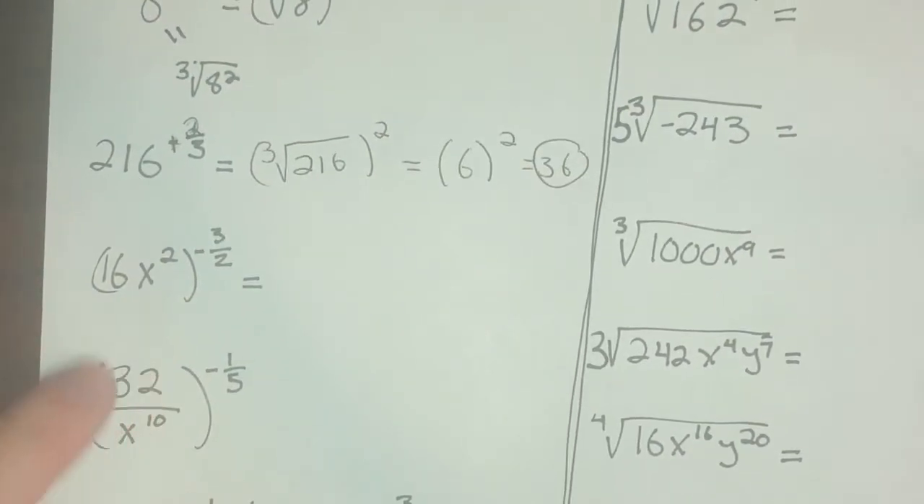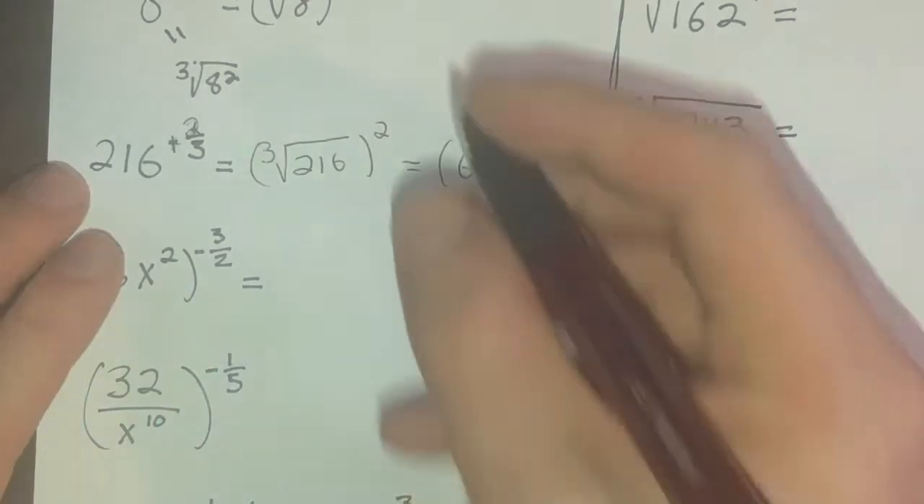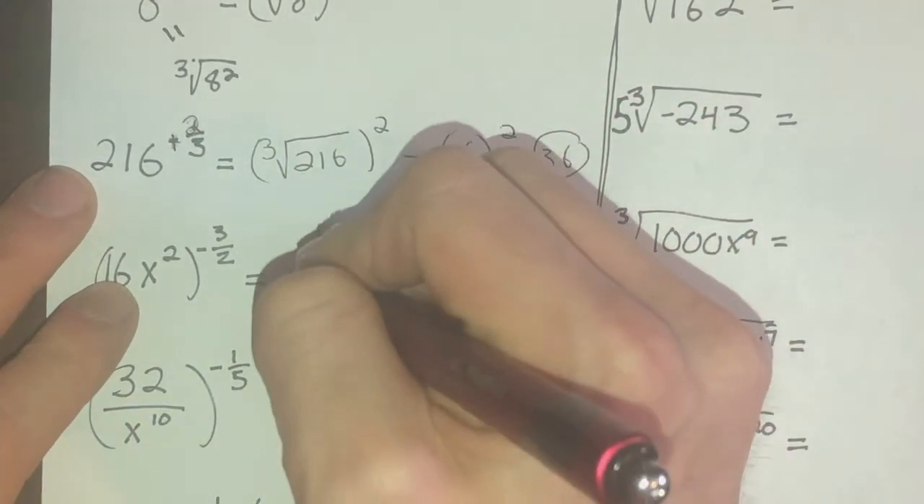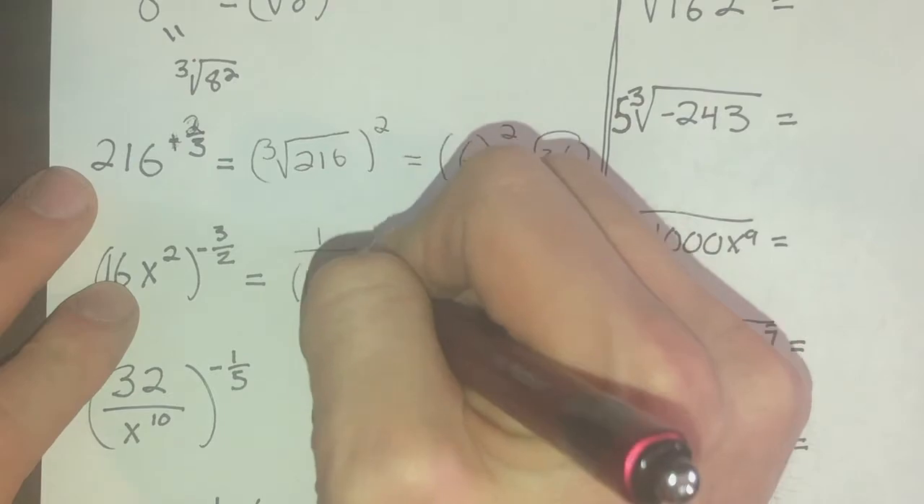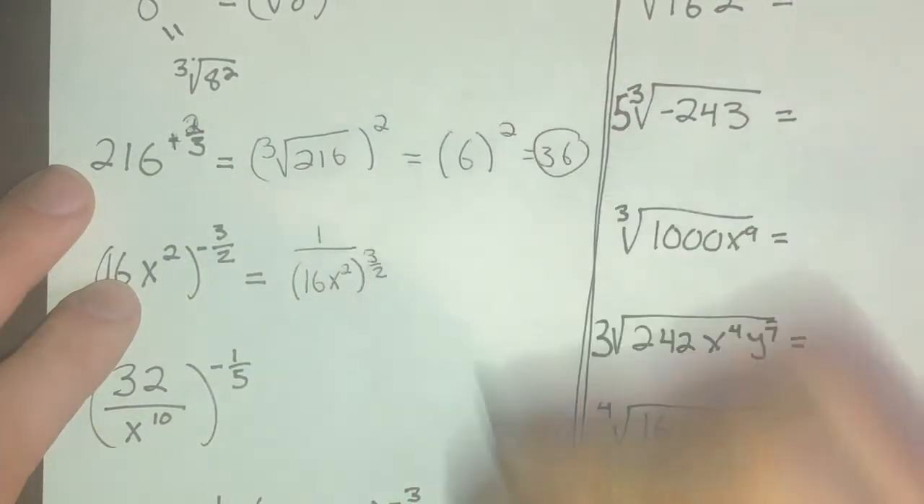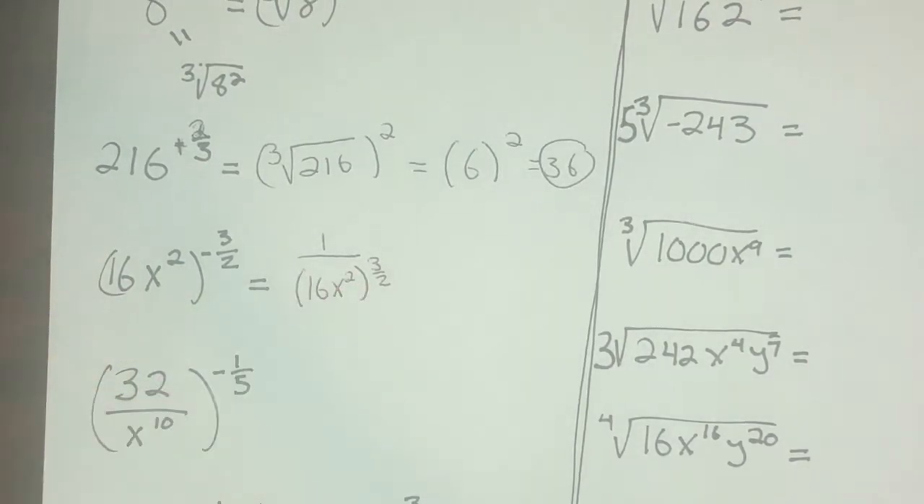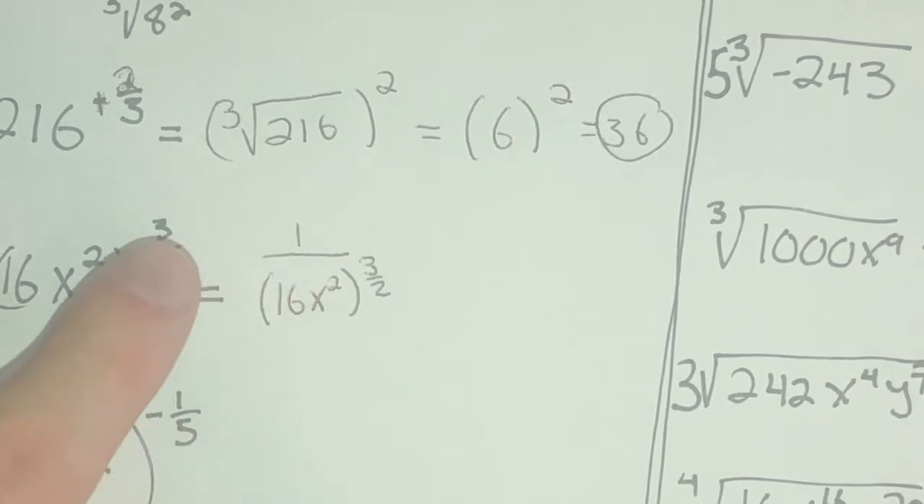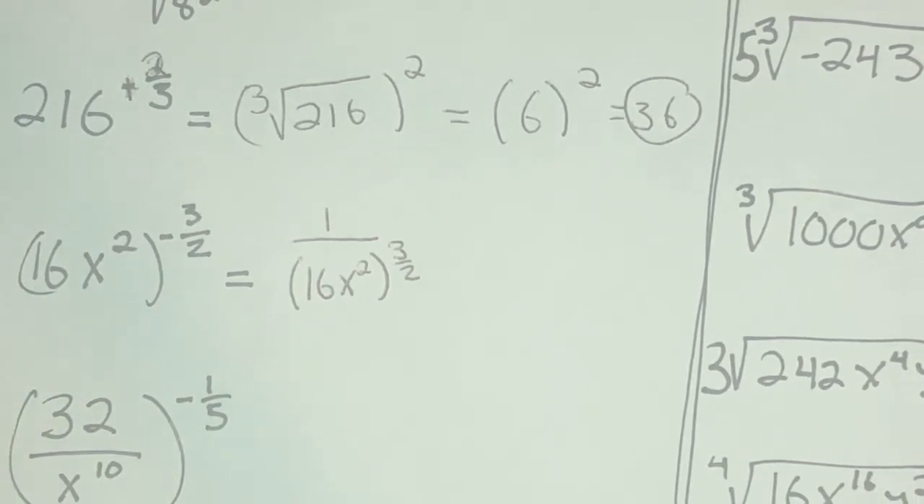My next example for you is 16x squared to the negative 3 halves. This works just like the exponents always do. But remember, what do we do when we have a negative exponent? First, you have to put that thing in the denominator. So first, I go 1 over 16x squared. Now I make this exponent 3 halves. See, the exponent becomes positive. Let's zoom in on that. The positive exponent goes in the denominator.